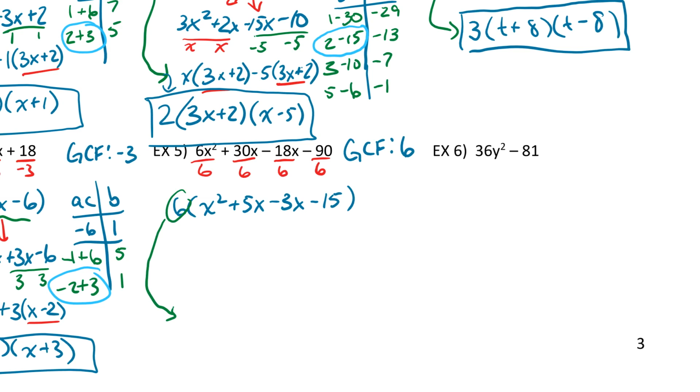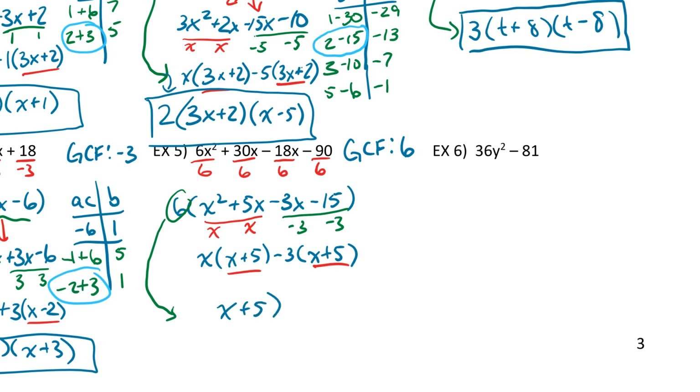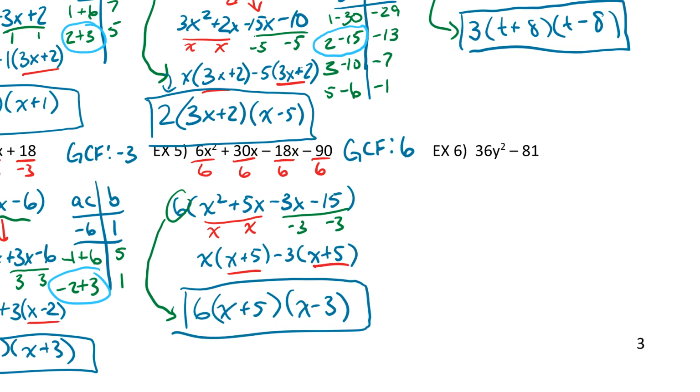And we can just jump straight into grouping this time. Since it's already 4, we don't have to worry about the chart. We just go ahead and start grouping it. So GCF of the first group would be x. So it's going to be x times x plus 5. GCF of the second group would be negative 3. So it's going to be minus 3 times x plus 5. So insides match, which means we're going to have x plus 5 times x minus 3 with a 6 on the outside.